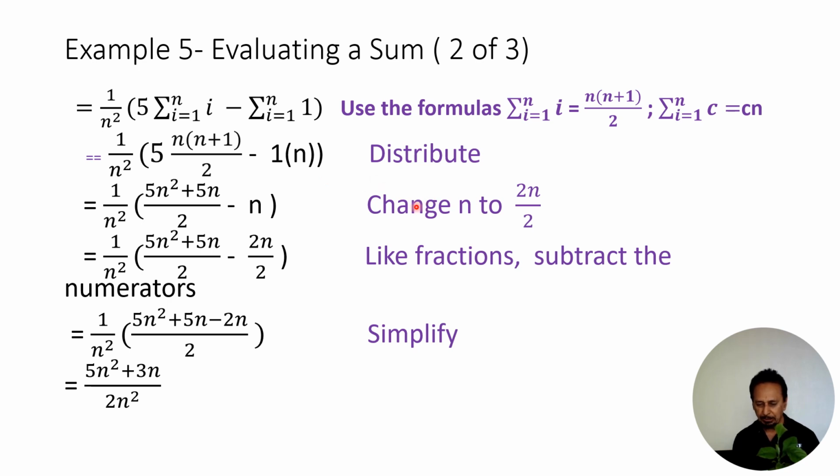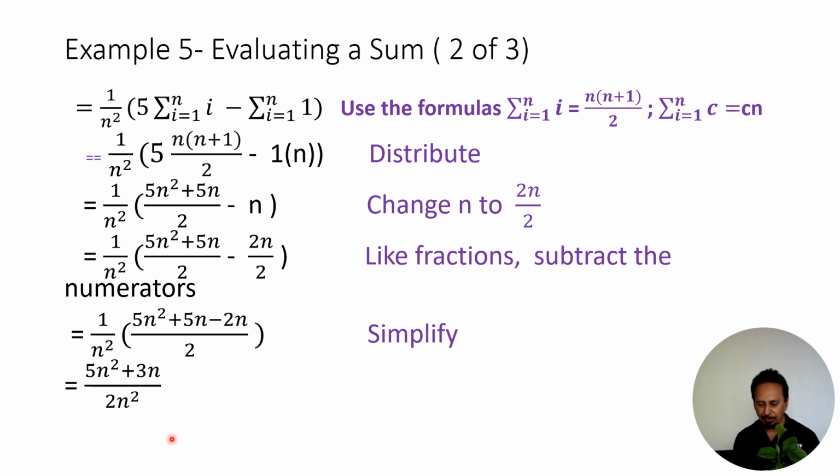Okay, now we distribute the 5, and also the n, so it becomes 5n squared plus 5n over 2 minus n. Now we want to subtract n from this, and since the LCD is 2, we can write n as 2n over 2. Same denominator, so we can now write 5n squared plus 5n minus 2n over 2, times 1 over n squared.